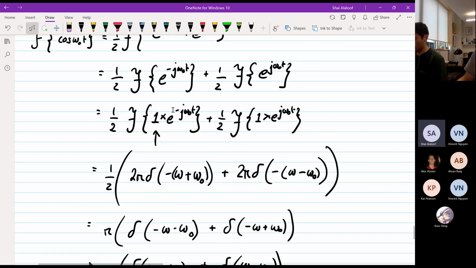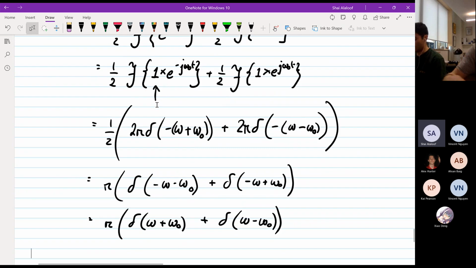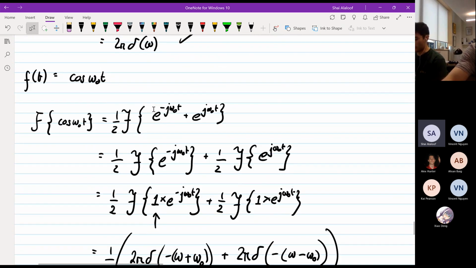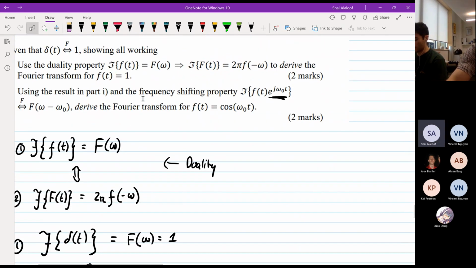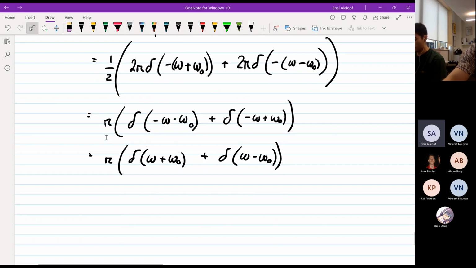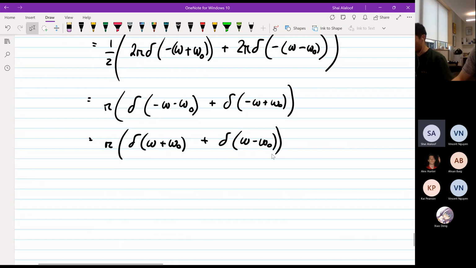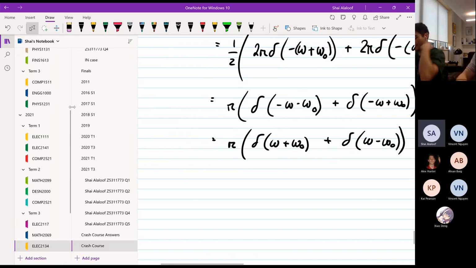So it's just a bit of algebra to get us to the point where we can manipulate the Fourier properties to get something nice. I hope you guys were able to follow that. It might have been a bit too maths heavy, but yeah.